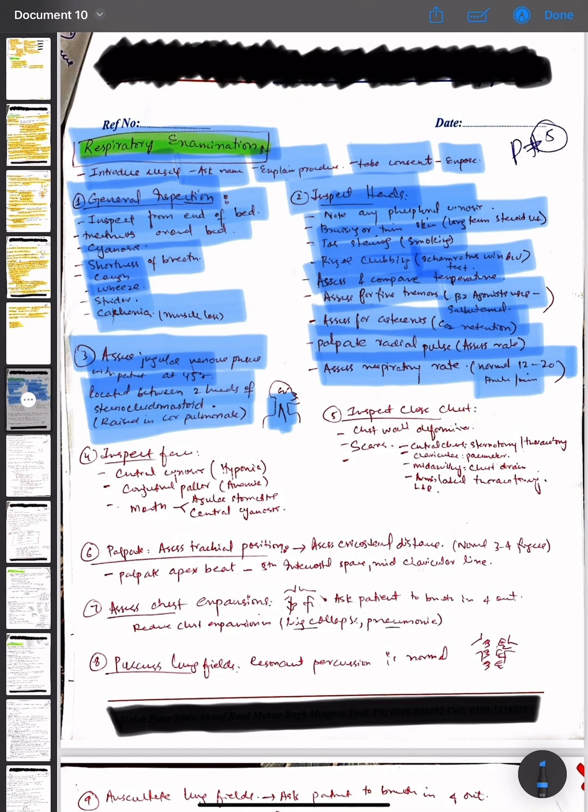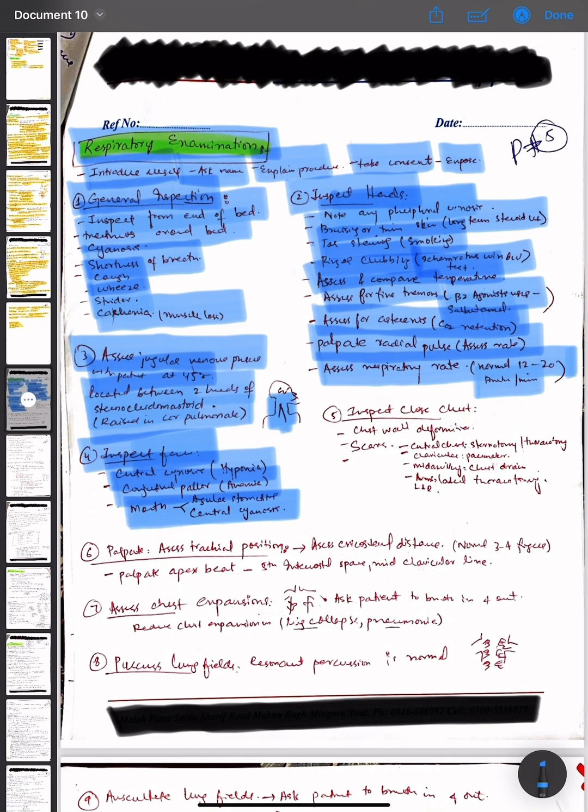Then the next step is to inspect the face. If there is any central cyanosis present, it marks hypoxia. If the conjunctiva is pale, then it shows anemia. You will check the mouth for angular stomatitis and central cyanosis. This was the fourth step.